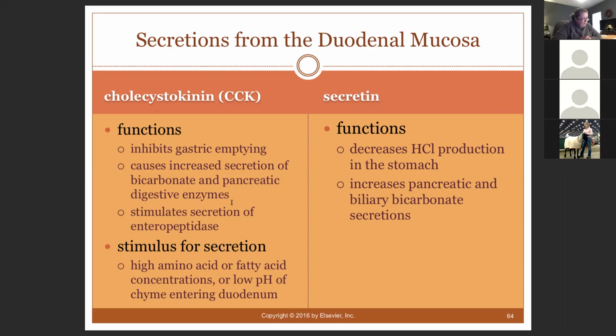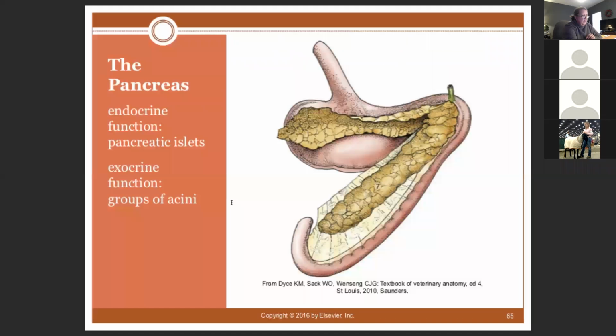Let's see here. Oh, the pancreas is located around the bend of the stomach and the duodenum. It's in the mesentery, so it's attached to that. This is the mesentery, and then it's attached here. It's like a flat organ, but it's right around the bend of the stomach and duodenum. What is the exocrine function of the pancreas? What's the endocrine function?